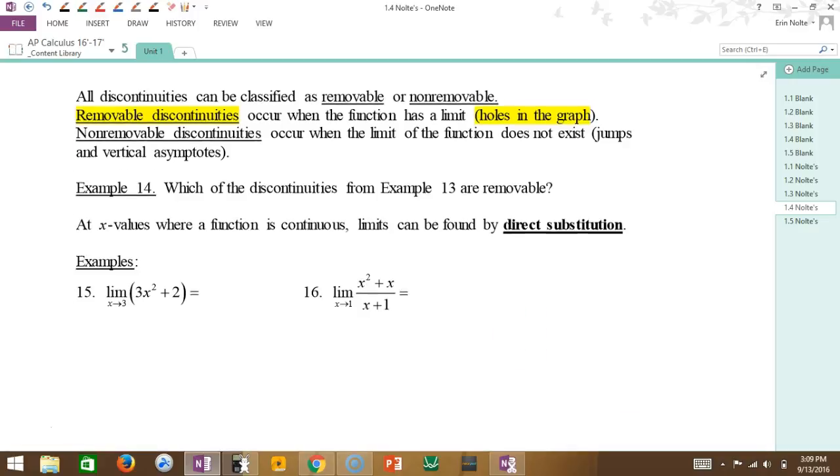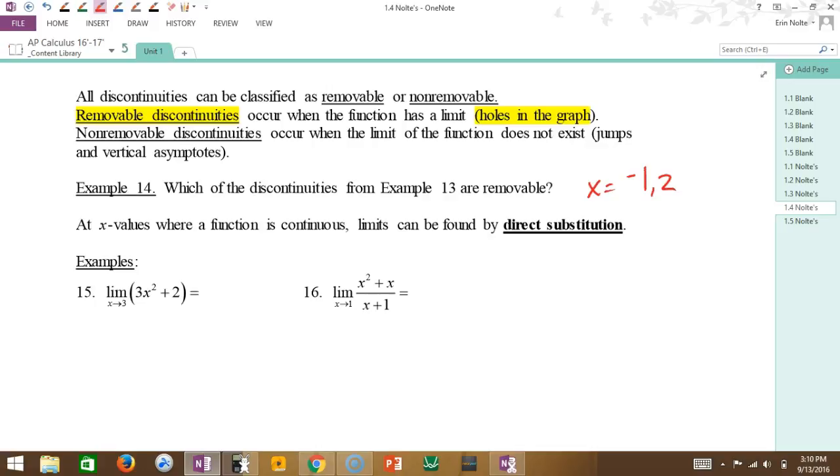Number 14 says, which of the discontinuities from 13 are removable? Which ones have holes? Just -1 and 2. 5 is a jump, so that's non-removable. Okay, so clear on continuity.